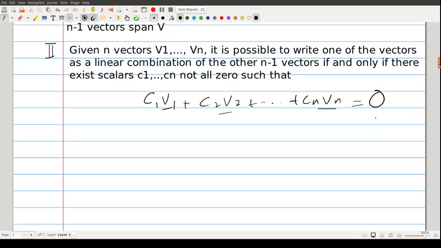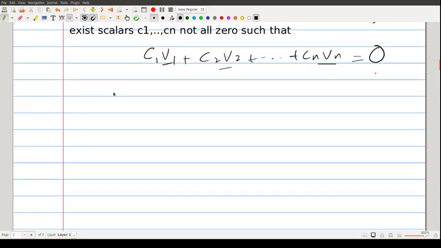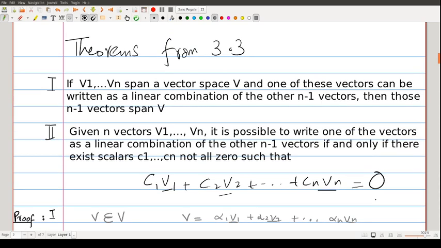The idea is that if you can write one of these vectors, so let's suppose the first thing that we have, let's prove 1, so this is the proof of 1, and the idea is that any vector v in this vector space V can be written as a linear combination alpha 1 v1 plus alpha 2 v2 plus dot dot dot alpha n vn, right? And so the statement of the theorem is saying that if one of these can be written as a linear combination of the other n minus 1.